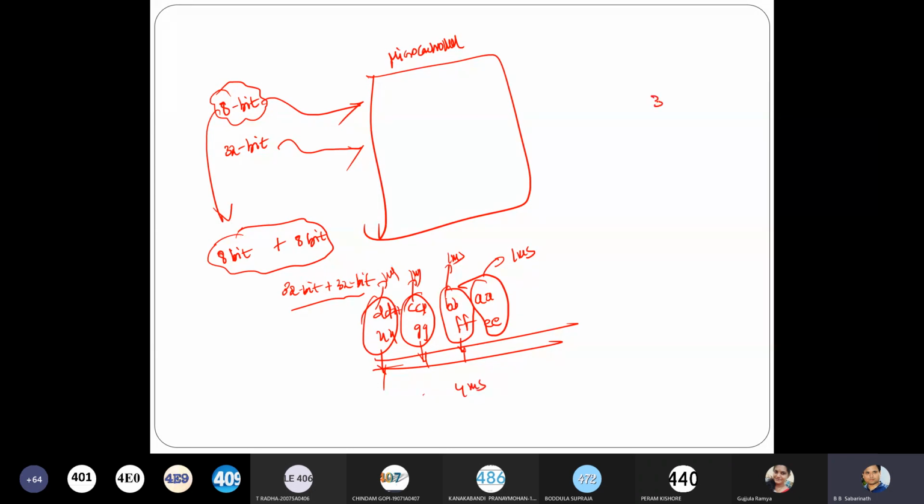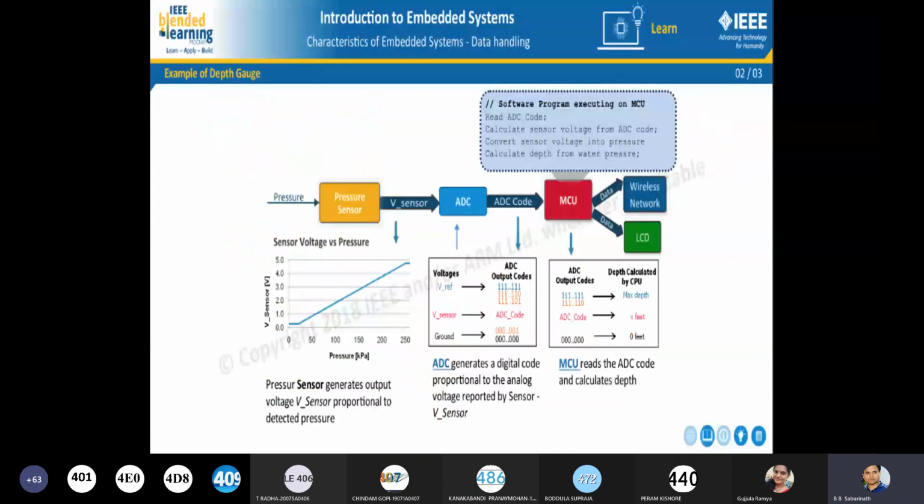But what about a 32-bit processor? It has hardware sufficient for doing 32-bit operations, so it can do this in only 1 millisecond. That's the difference between 8-bit and 32-bit. So with this information, just see this.